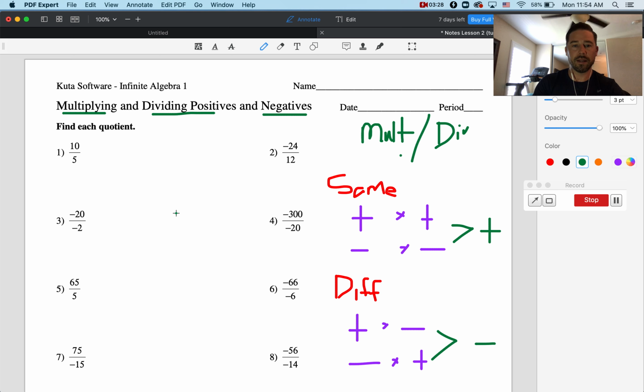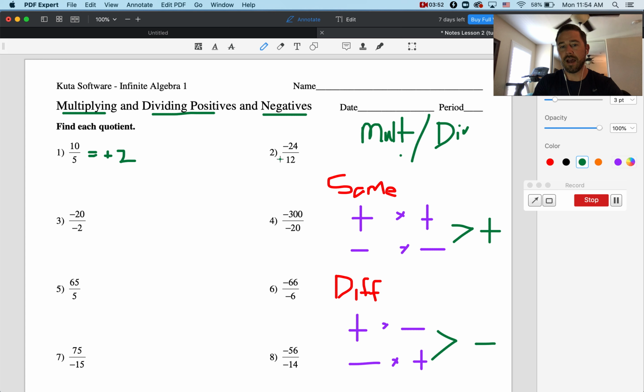Okay, so let's go ahead and apply these principles here. Now, what this means is 10 divided by 5. Are the signs the same or are they different? Well, these signs are the same. A positive and a positive, the same signs, so we're going to get a positive. 10 divided by 5 is 2. Okay, here, what do we notice? We notice that our signs are different, okay?